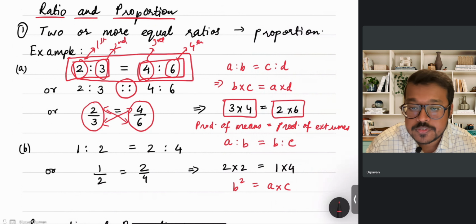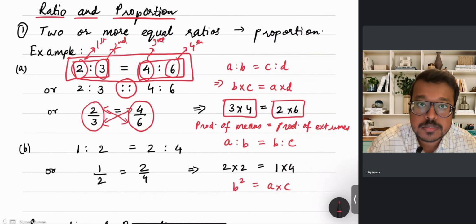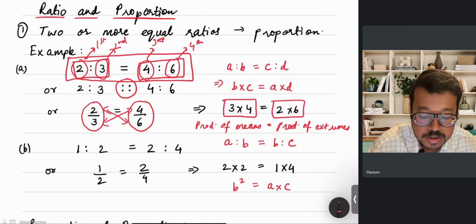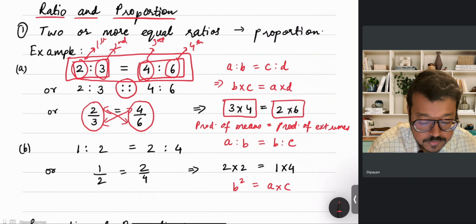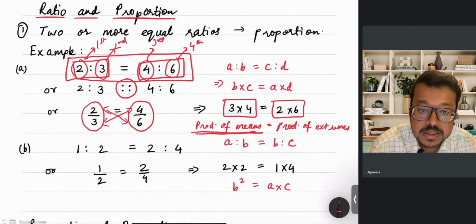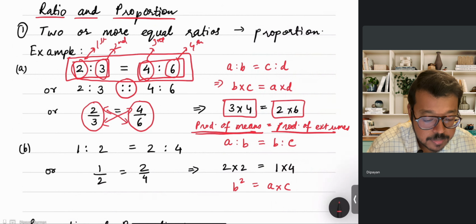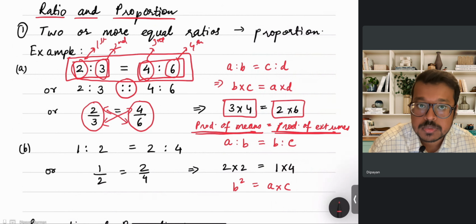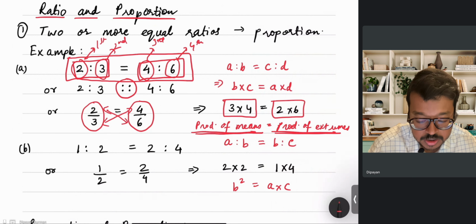The first and the fourth in this example are extremes, and the second and the third are called the mean terms, extreme terms and mean terms. So we will see that product of the mean terms will be equal to the product of extreme terms. That's true in a proportion.